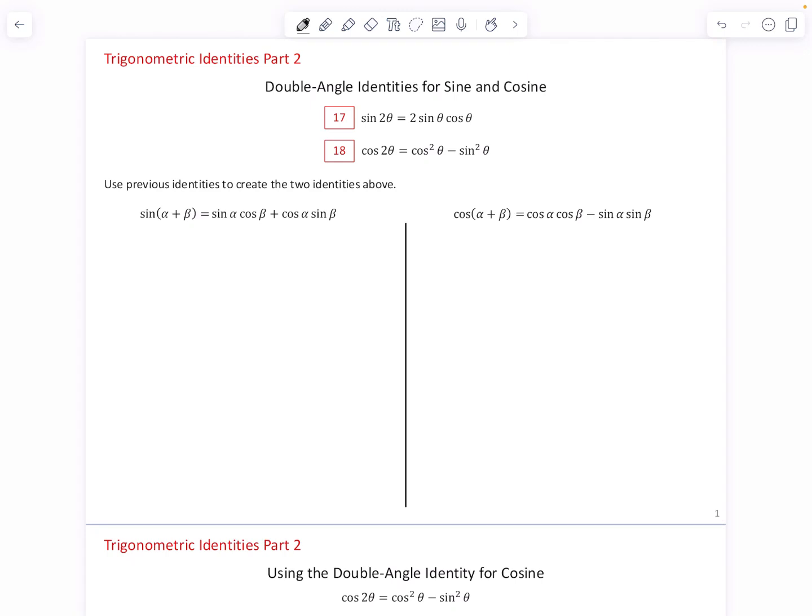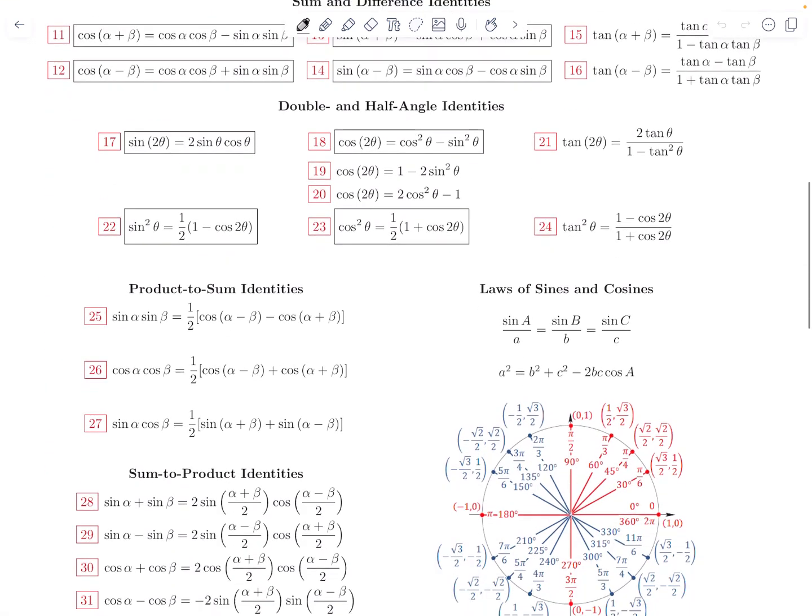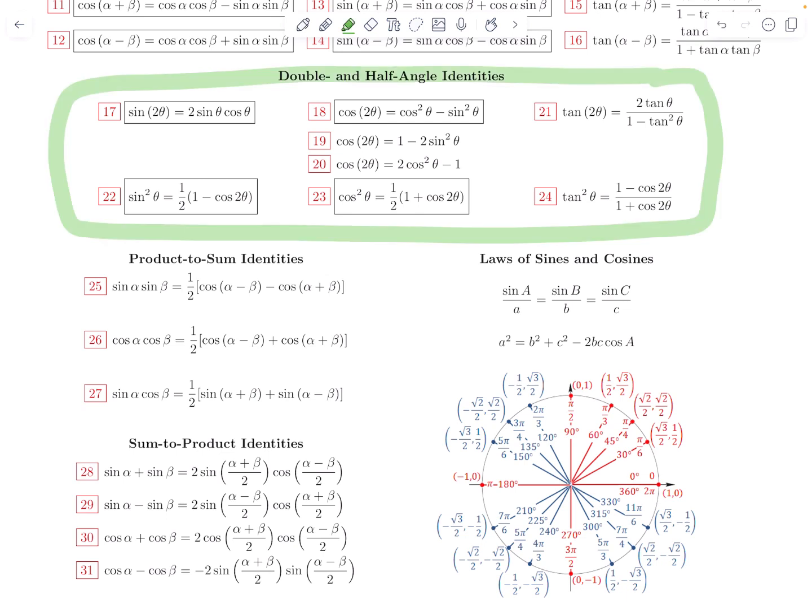Hello students! This lesson is part 2 of a two-part series on trigonometric identities. We begin with the double angle identities for sine and cosine. Like the last lesson, these red numbers are referring to the identities on a supplemental formula sheet, seen here. And this lesson will focus on the identities in this portion of our summary sheet.